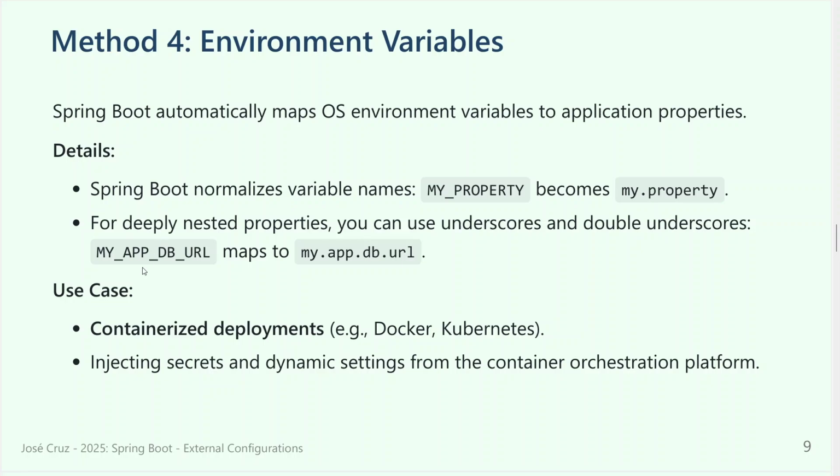If you want something deeper, you can add other underscores. You can even create levels like this, my app db address, just using environment variables. Nice, right? Use case: containerized deployments in Docker, Kubernetes. It's quite popular because most of the time you'll be using environment variables, not using files or properties. Most of the time using environment variables.